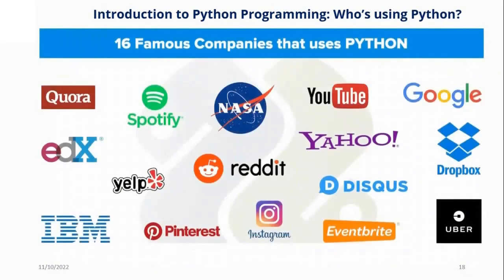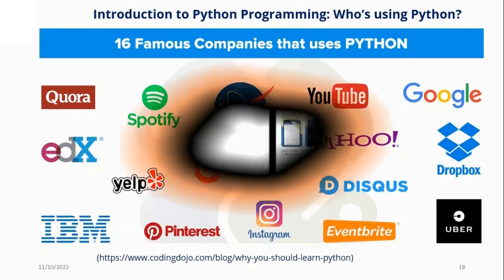So, who is using Python? 16 famous companies that use Python in their operations are listed here. You can see them, some of them you know. These are big names, some of the top names in the world. Quora, edX, IBM, Spotify, Yelp, Pinterest, NASA, Reddit, Instagram, YouTube, Yahoo, Discourse, Eventbrite, Google, Dropbox, Uber. All of them use Python in one application or another. So it's worthwhile learning Python. That's the link to the page you are going.